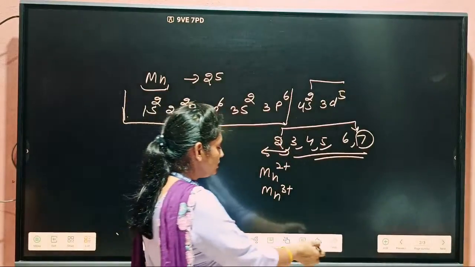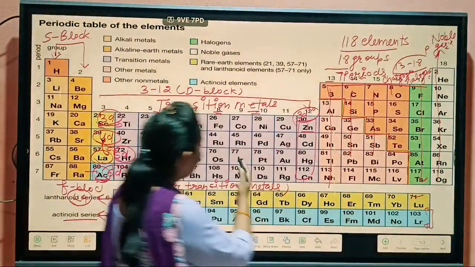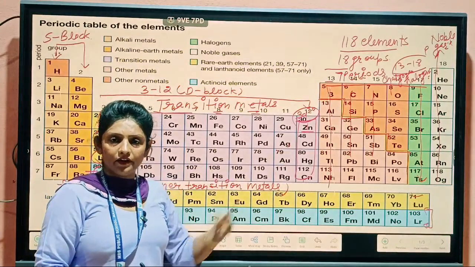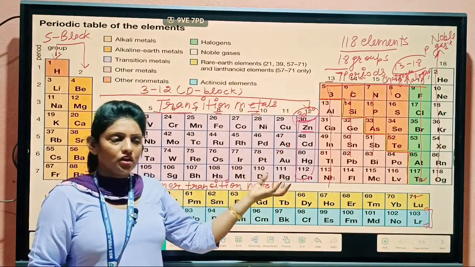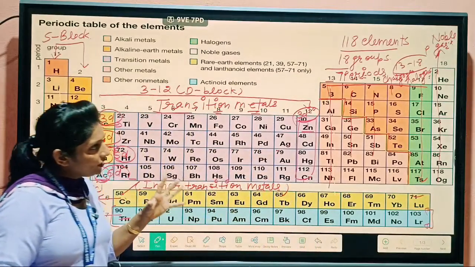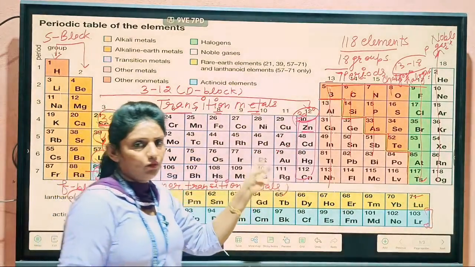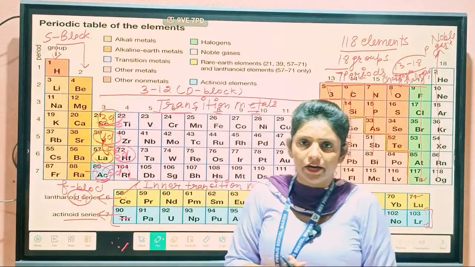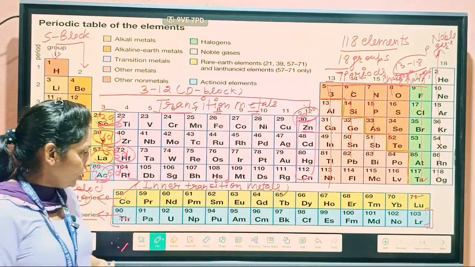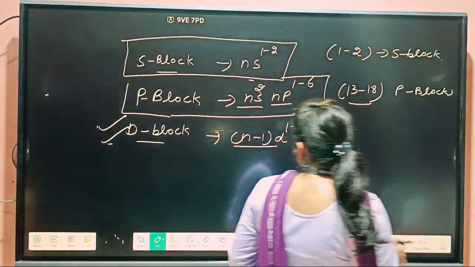So d block elements have variable oxidation states. Students, they have a tendency to form complexes. Okay, they form interstitial compounds also. Clear or not? So if I talk about the properties, this is all about the periodic table. How many elements are there? How many periods are there? How many groups are there? How many blocks are there? And what is the general configuration for different blocks? Then for f block, what will be the general configuration?